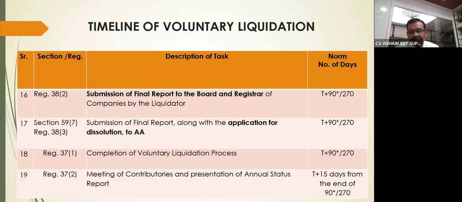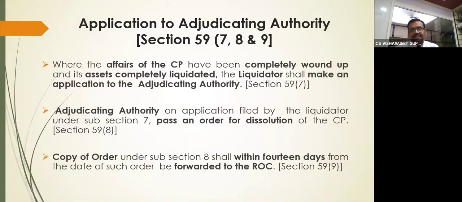Then, completion of the voluntary liquidation process within 90 to 270 days. Meeting of the contributors and presentation of the annual status report within 15 days from the end of 90 or 270 days, which we have discussed. Now, application to the adjudicating authority, section 59, subsections 7, 8, and 9.